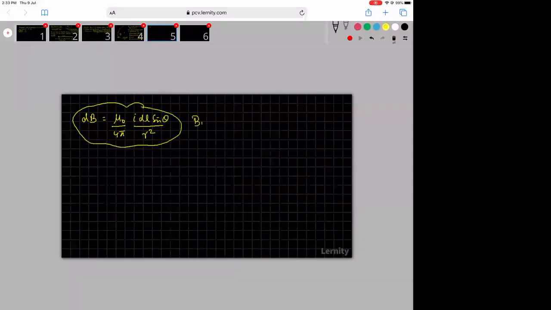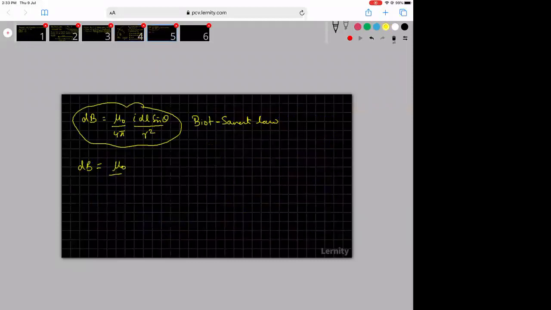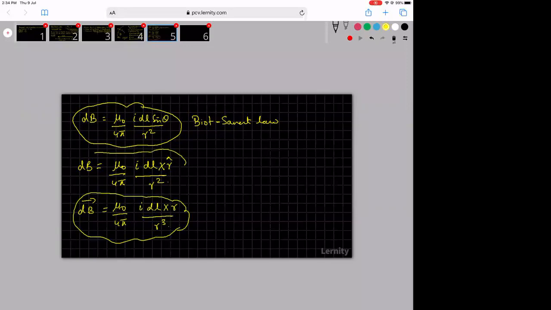This is called the Biot-Savart law. Here R is the perpendicular distance. Now this is dl, and it induces a magnetic field here. dB is equal to mu naught by 4 pi, I dl cross r cap by r squared, or dB is equal to mu naught by 4 pi, I dl cross r by r cubed. This is the vector form of the Biot-Savart law. Here I have used r cap, here I made it r.